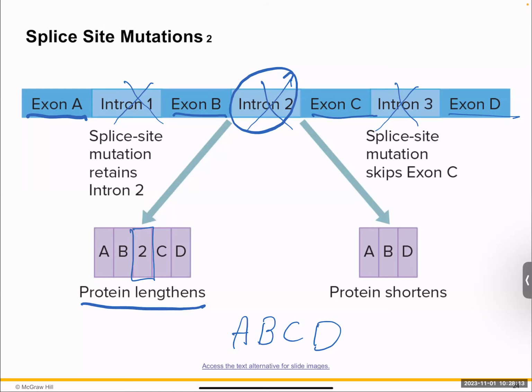On the other side, you have skipping of one of the exons. So instead of having A, B, C, and D, you're going to end up with A, B, D, because exon C has been skipped over. So in this case, because one of the exons is missing, the sequence of the amino acids is changed, and therefore the protein would be shortened.